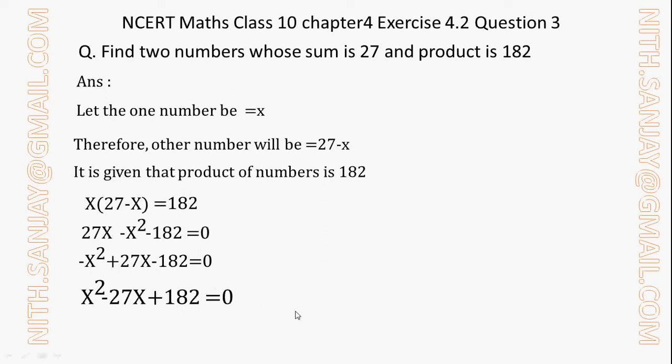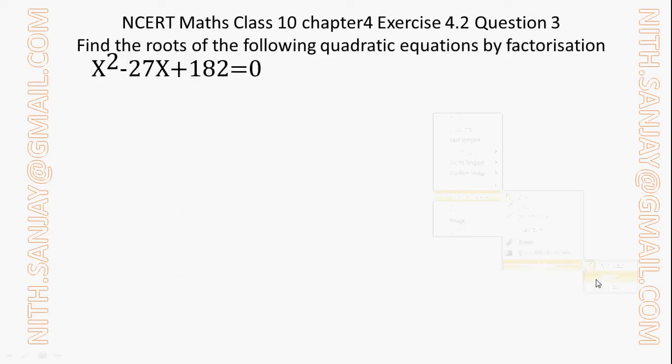Now this is my quadratic equation which I must solve to get the required answer, which is to find the value of x, so that I can find the two numbers whose sum is 27 and product is 182. So now I will solve this equation which I have derived from the statement given in question number 3. The equation which I have got is x square minus 27x plus 182 is equal to 0. We will solve this equation by the method of factorization.